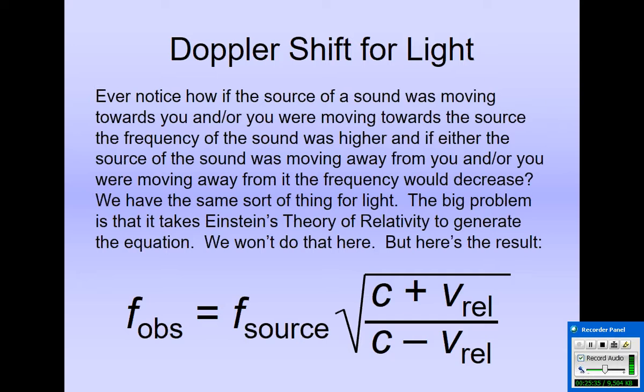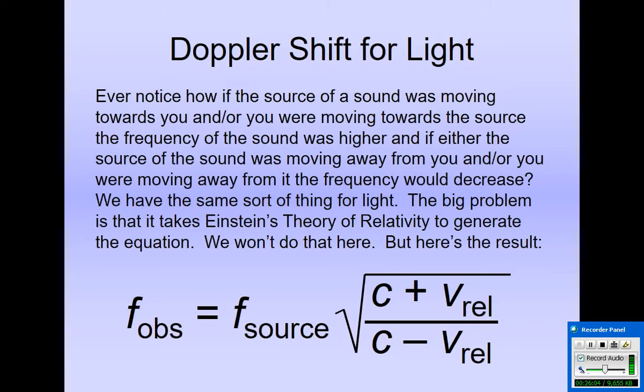And the formula says that the frequency that we observe, the frequency of the light that we observe, is equal to the frequency as emitted by the source times the square root of the following fraction: the speed of light plus the relative velocity between the observer and the source, divided by the speed of light minus the relative velocity between the observer and the source.